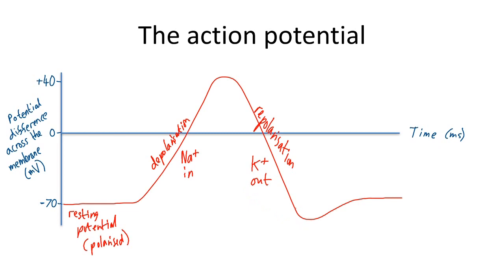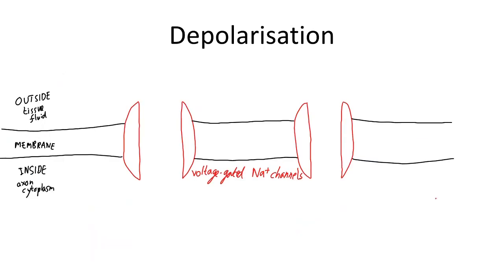There's going to be a short period of time here where the membrane is even more polarized than it was before, so it might dip down to about -80 or so, and that's called hyperpolarization. And then we'll return to the resting potential again. So that is the process of one single action potential in terms of the charge across the membrane. Now we'll look at how each of those stages is going to occur.